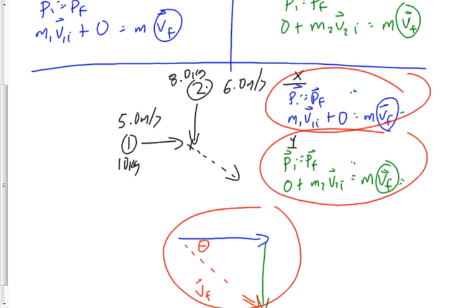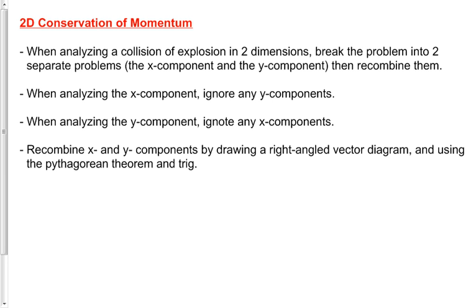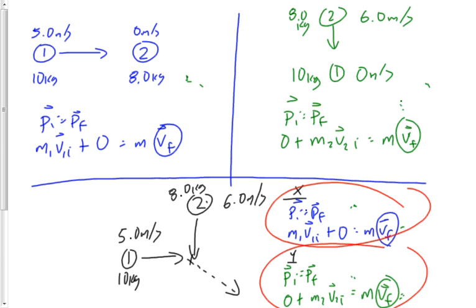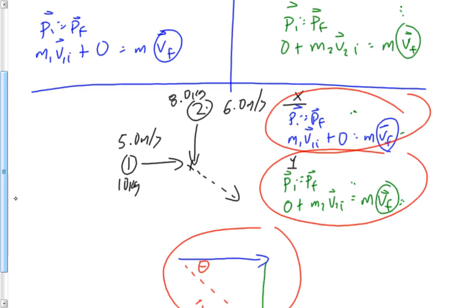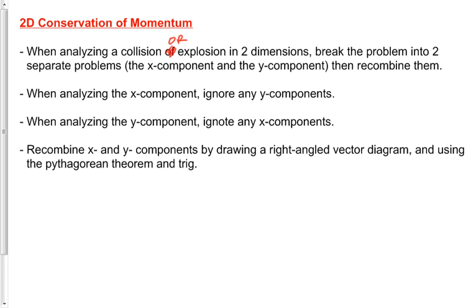I got a little bit of stuff for you to write down, which basically just summarizes what I just said. When analyzing a collision or explosion in 2 dimensions, that's with the x and the y, you're going to break it into 2 separate problems, the x and the y, just like we did right here, right? Okay, you got a blue problem, you got a green problem. Hey, you can solve those. You get the black problem here, just make it like the blue and the green problem. Break it into 2 separate problems, the x and the y, and then you're going to recombine them.